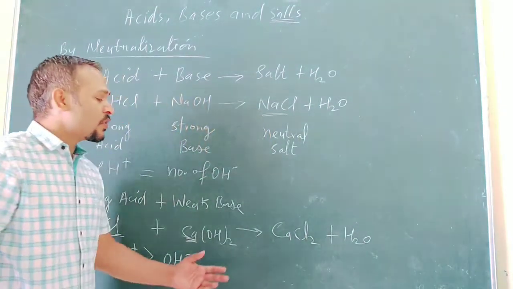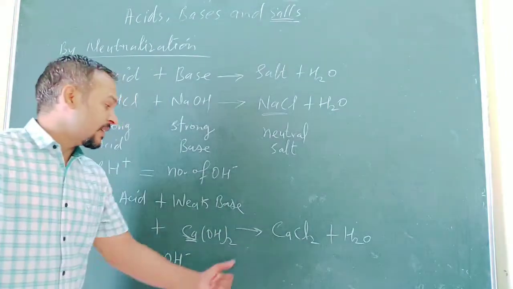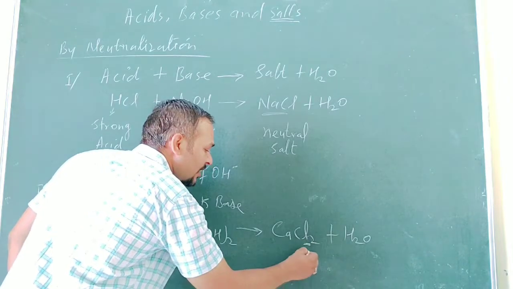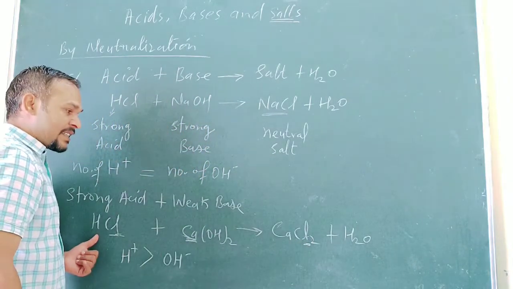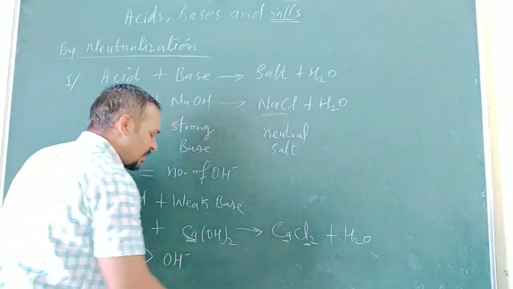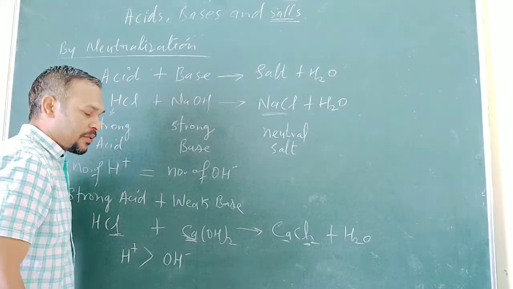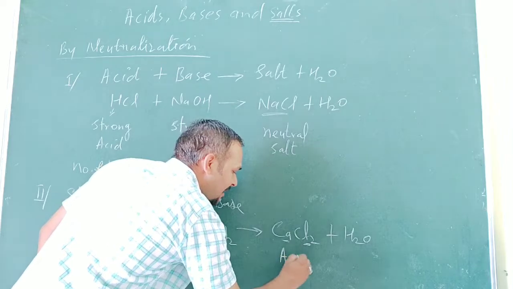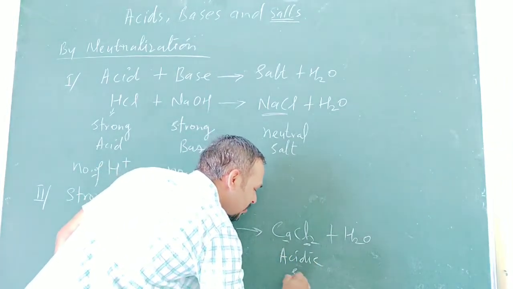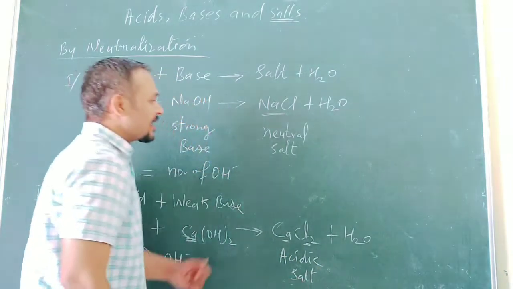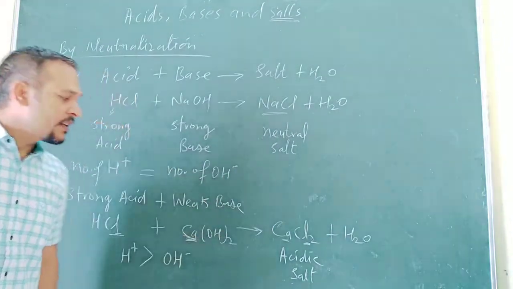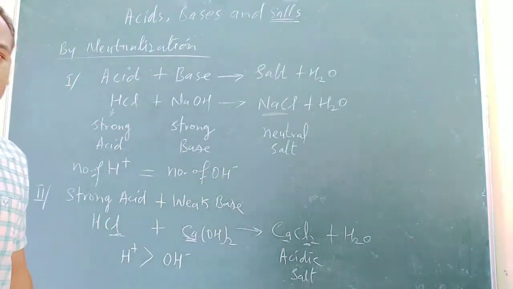So the question may be asked, what is the nature of calcium chloride? You can identify it. The chlorine part comes from the strong acid, that is HCl, and the calcium part comes from the weak base, that is calcium hydroxide. So the nature of this salt is acidic. This is an acidic salt, right? In case one we saw a neutral salt, in case two we saw an acidic salt.